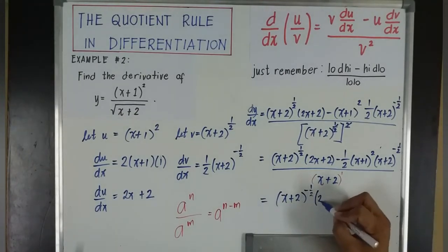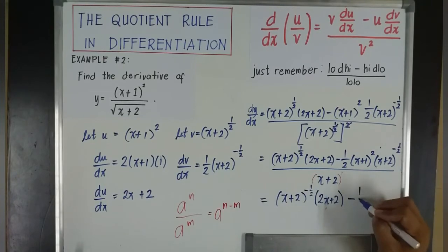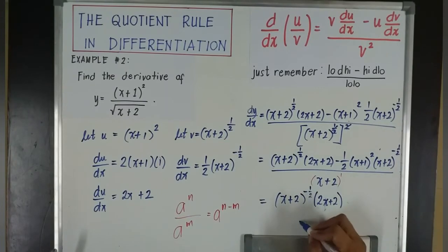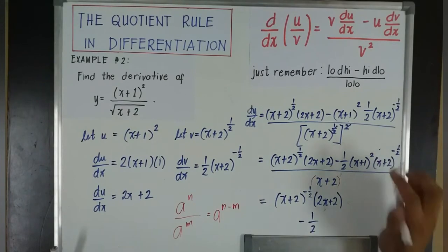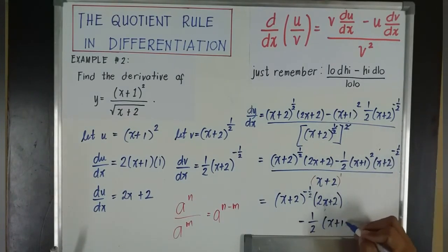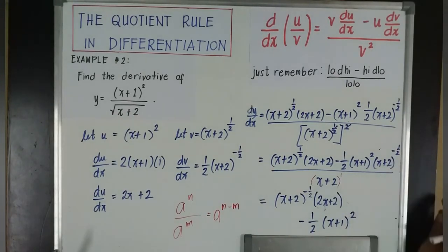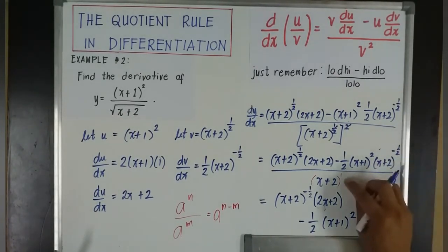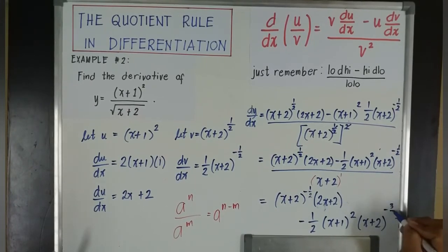Multiplied to 2x plus 2 minus 1/2. Okay, I'll put that one, minus 1 over 2, x plus 1 to the power of 2. Okay, next, this one will be negative 1/2 minus 1 is negative 3 over 2. Okay, x plus 2 to the power of negative 3 over 2.